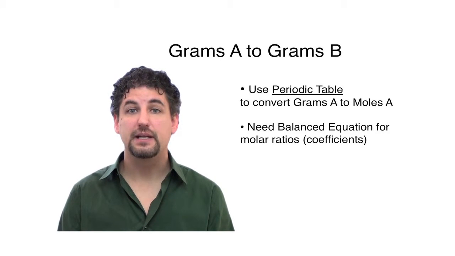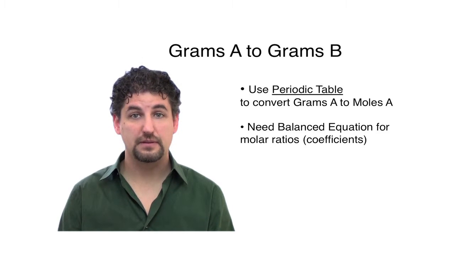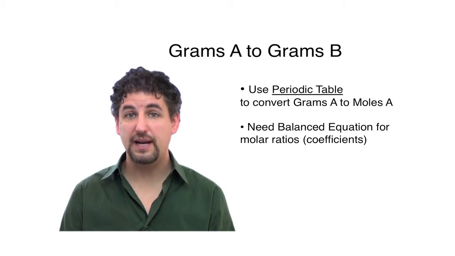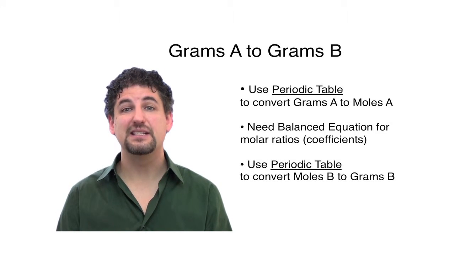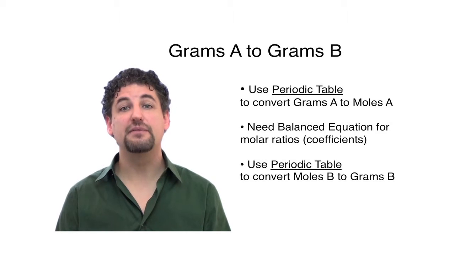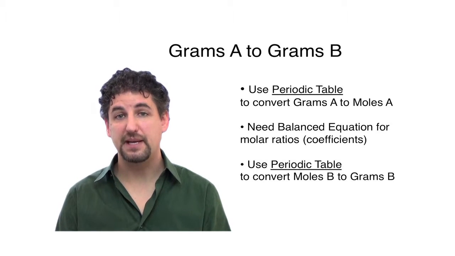The last part is going to be going from moles of substance B into grams of substance B. All right, real important that you have the periodic table handy, and you're going to need to make a second calculation for the molecular mass or formula mass of the second substance. That will allow you to go from moles of B to grams of B.